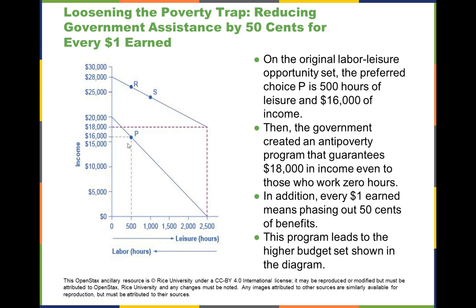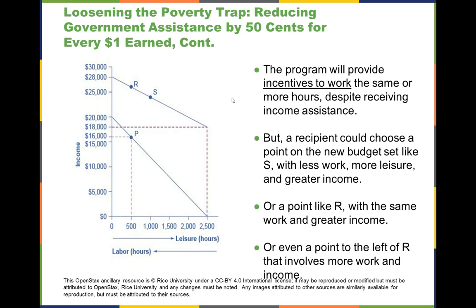So the person that's working 500 hours is now going to be at point R here, which is above $25,000. So they're going to be able to make more money than they would have had before, over $7,000 more. So they're not just going to say, oh gosh, I can just do nothing and still make $18,000, because now they can actually have more available to them.